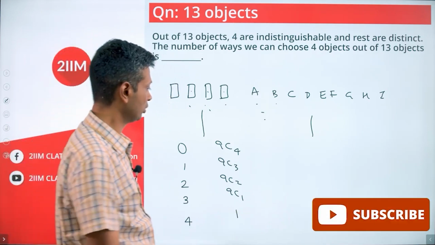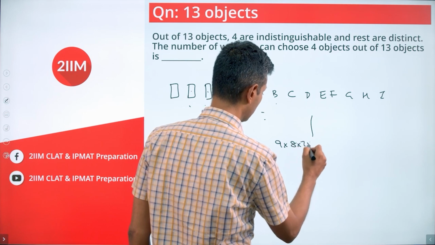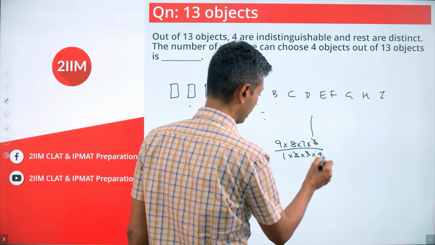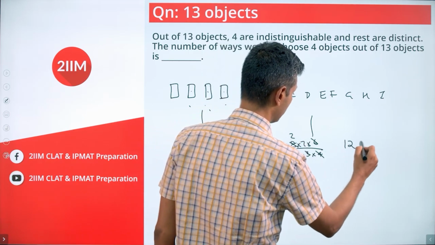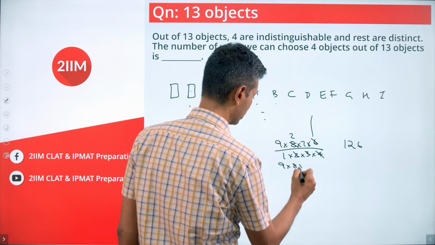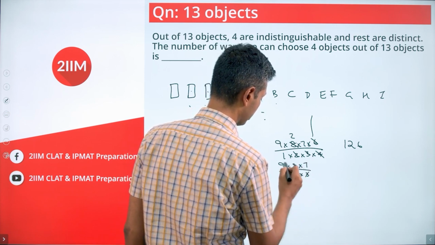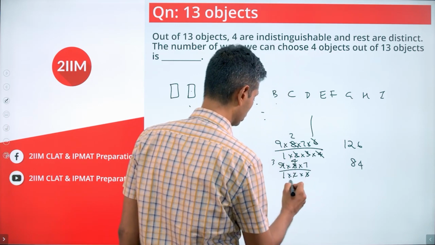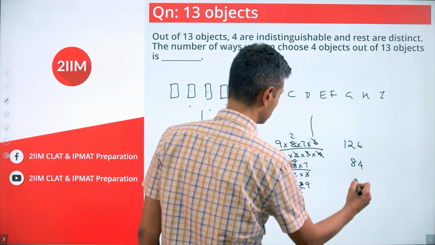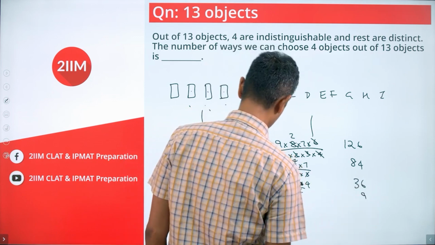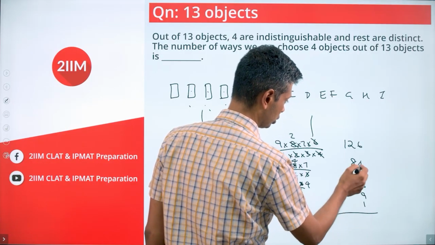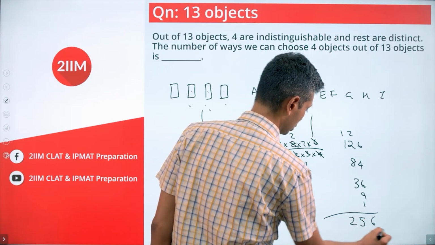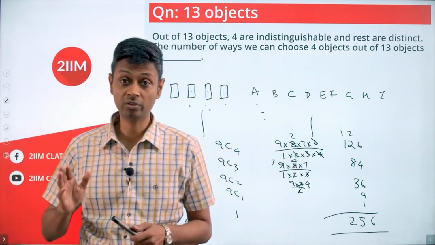All 4 get selected. Or we're looking at 9C4, which is 9 into 8 into 7 into 6 by 1 into 2 into 3 into 4. 2 into 3 is 6. 8 by 4 is 2. 2 into 7, 14 into 9 is 126. 9C3, 9 into 8 into 7 by 1 into 2 into 3. 9 by 3 is 3. 8 by 2 is 4. 3 into 4, 12. 12 into 7 is 84. 9C2 is 9 into 8 by 2, 9 into 4, 36. 9C1 is 9 and then 9C0, which is 1. 126, 84, 36, 9, 1 add up to 256. There are 256 ways of doing this, which is quite different from 13C4.